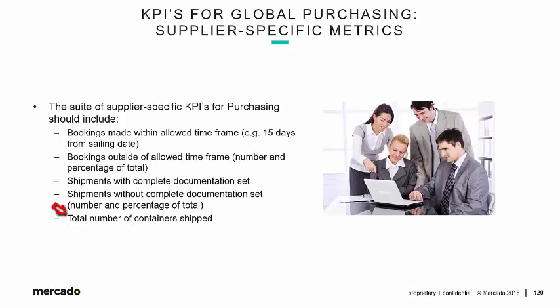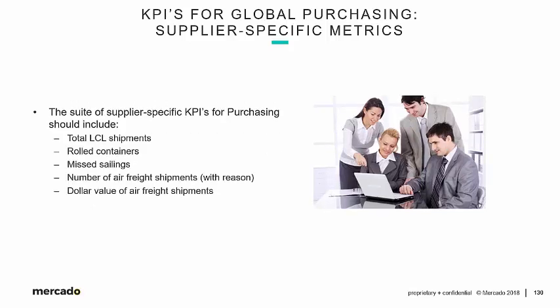And finally, on this slide, the total number of containers shipped in a period. Why would we want to do that in purchasing? Because it's purchase orders and the items related to purchase orders that go inside these containers. Last slide in this section. Total less than container load shipments, LCL.